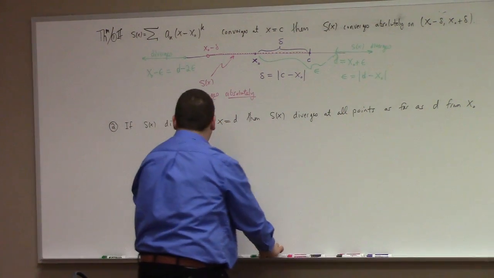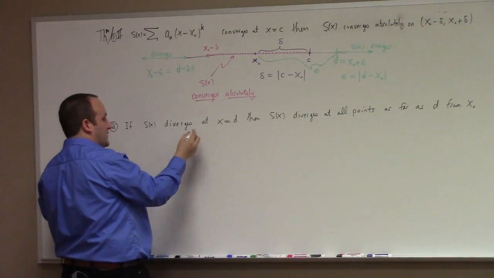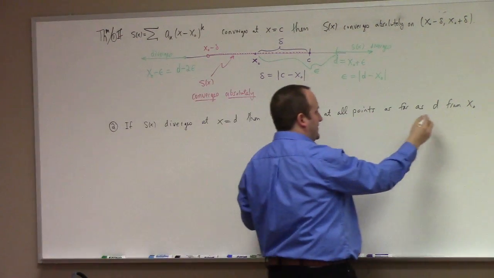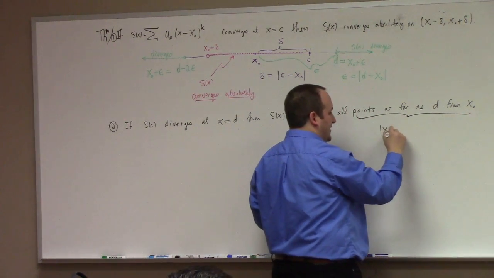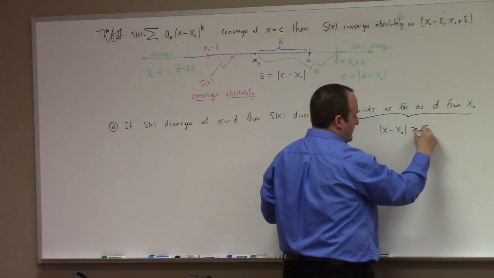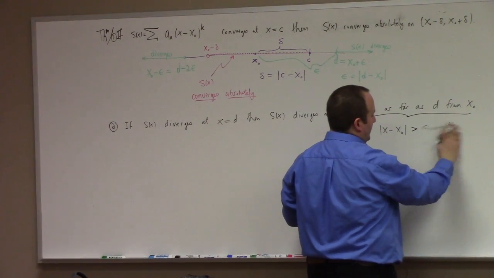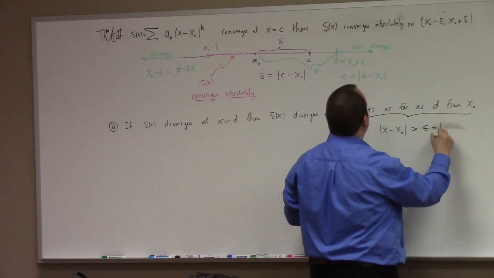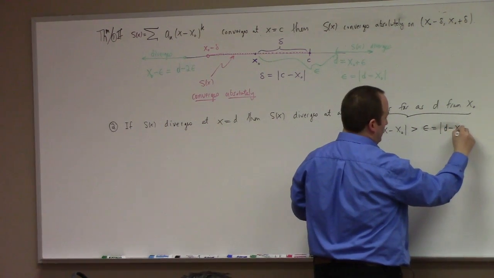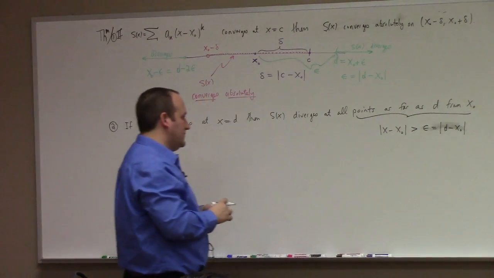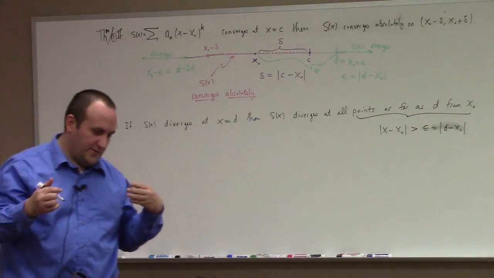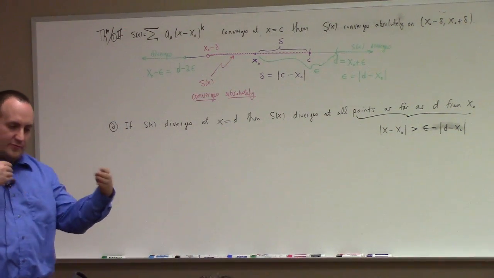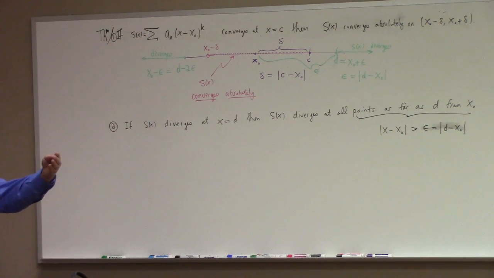So just to write it in an inequality, in other words, at all points as far as x naught from D, this I can characterize more succinctly as absolute value of x minus x naught greater than epsilon, where, to be more specific, epsilon is equal to D minus x naught. I think the number line is better. Basically, I'm just saying that if you have a point of divergence, say 3 away from your center, then any point which is more than 3 units away from the center of the series is also divergent.